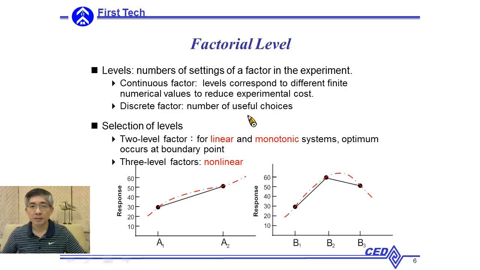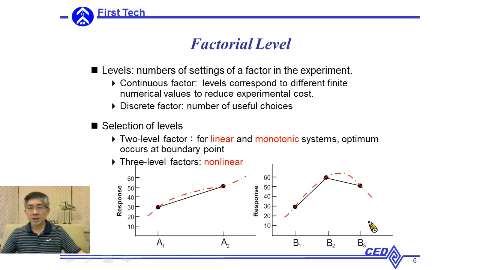So how do we determine the number of levels of the variables? When to use 2-level factors? When to use 3-level factors? Say here, factor A is a 2-level factor because we only have 2 possible selections, A1 or A2, for factor A. And factor B is a 3-level factor because they have 3 possible settings for factor B.